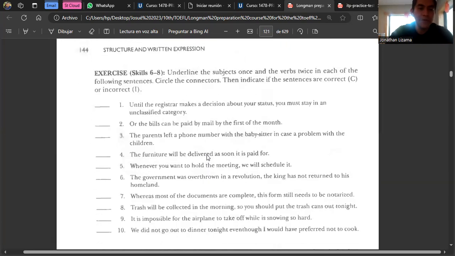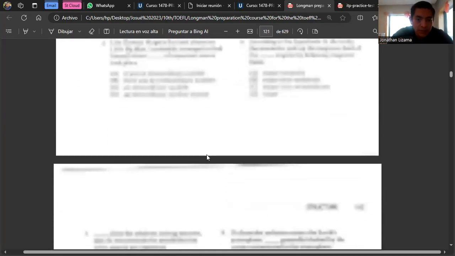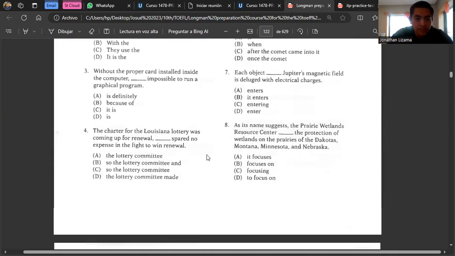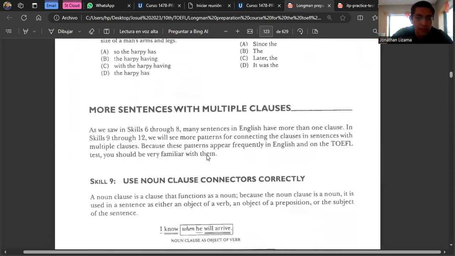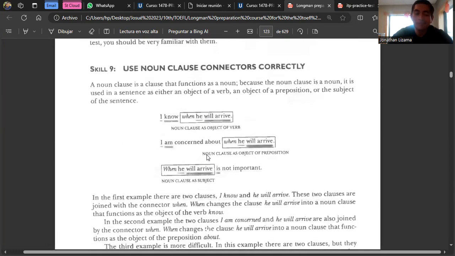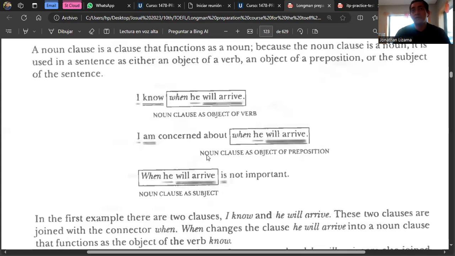Let me see skill number 9. Skill number 9. Well, more sentences. Right now, closest. Oh, I like this one. I will be teaching you, right?